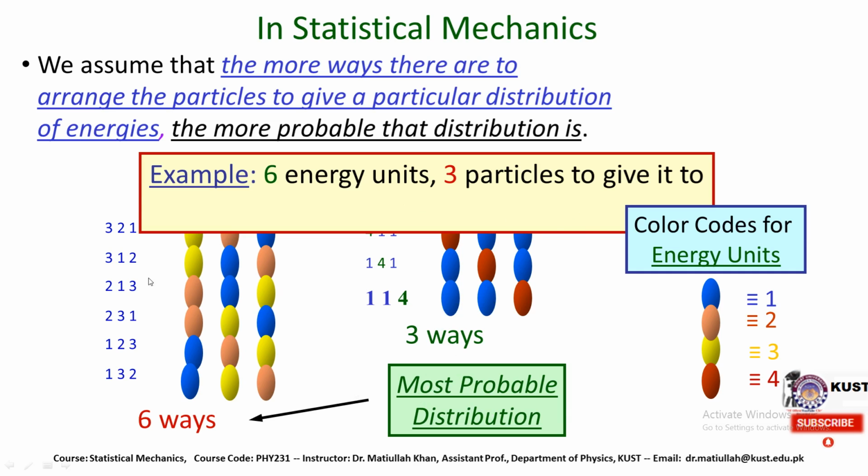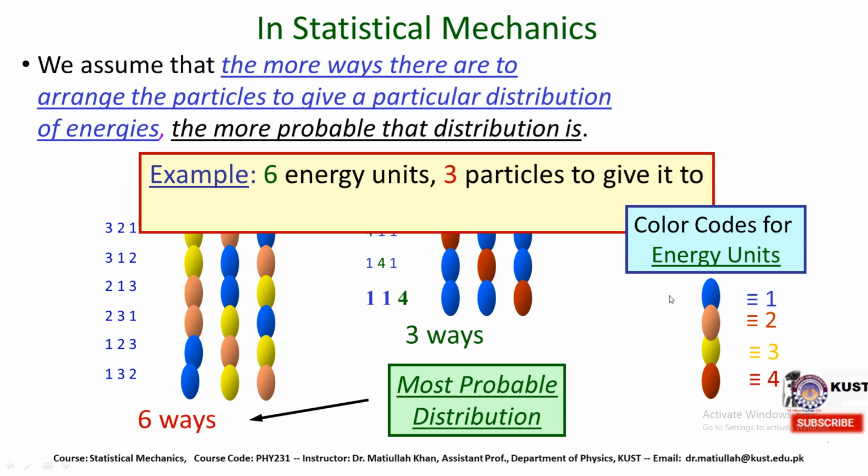In this case we can arrange them in 6 different ways, like 321, 312, 213, and so on. So that is why it has 6 microstates. If we look at this distribution, 2 of the particles are identical and 1 is different. So this is a different distribution, and in this sort of distribution there are 3 ways in which we can arrange the particles, because 2 of the particles are the same.